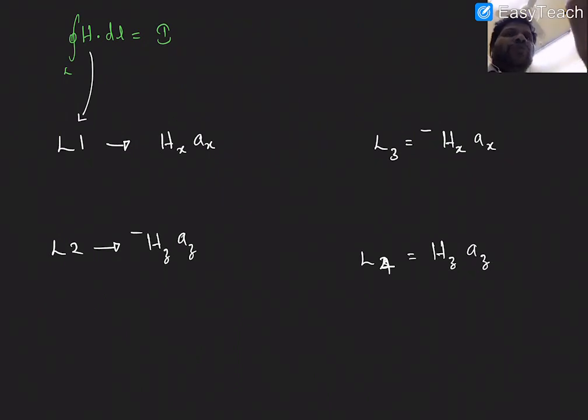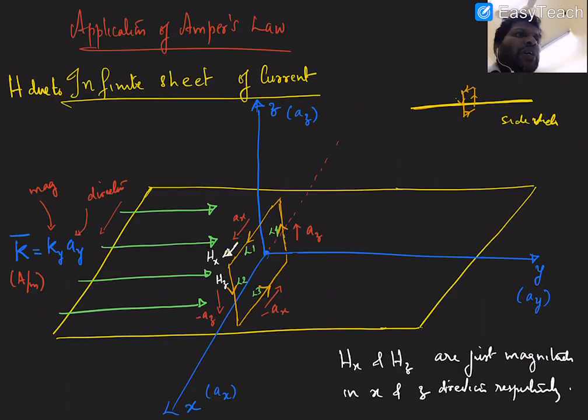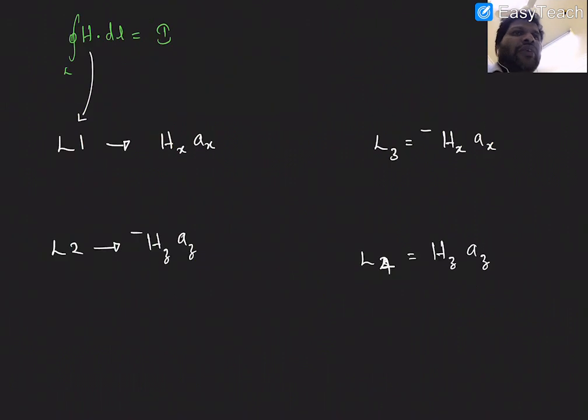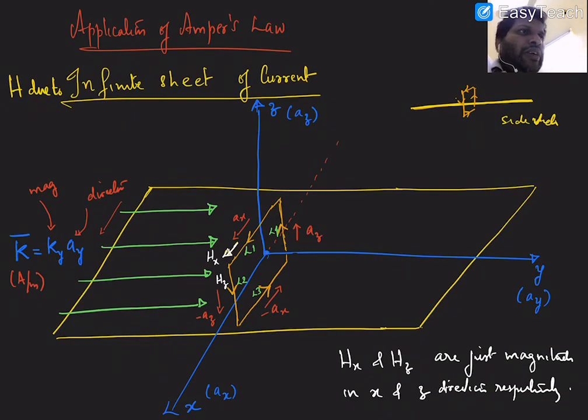Now we need to focus on what is the dl. You see here this dl is a vector, so we have to see what that dl is. These are all the magnetic field intensity. Now we will see what our length, dl, is.